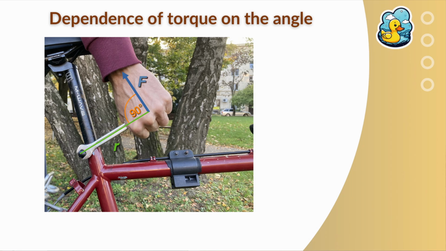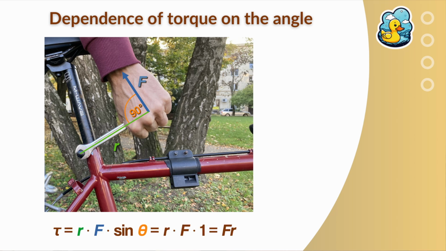Now, let's explore what happens when you apply the same force to an object that can rotate around a fixed axis, but at different angles. We'll start with the maximum possible torque. Here, the force is applied perpendicular to the line between the point of application and the axis of rotation. This produces the maximum positive torque, making the wrench turn counterclockwise easily.